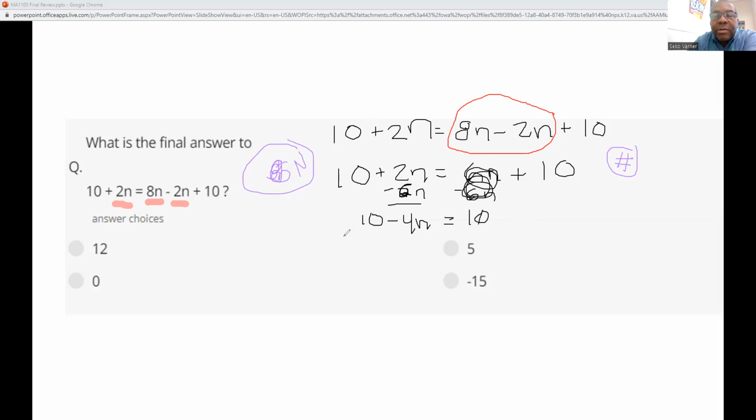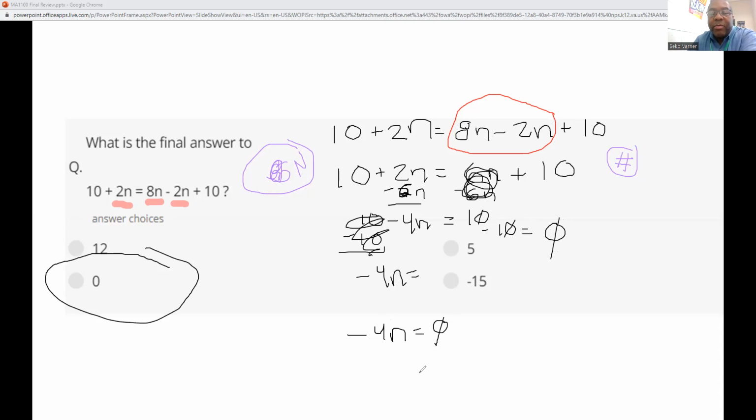So I need to get rid of 10 on both sides. So this is a positive 10. I'm going to do the inverse operation, the opposite. So 10 minus 10 leaves me with negative 4n equals. And on this side, 10 minus 10, right, leaves me with 0. So now I have negative 4n equals 0. Some of you are jumping ahead and saying that this is the answer. You might be right. Let's find out.